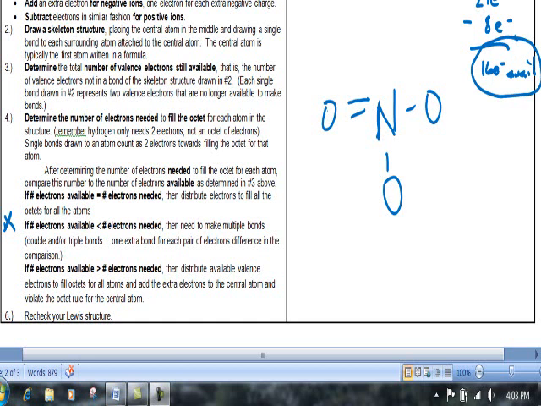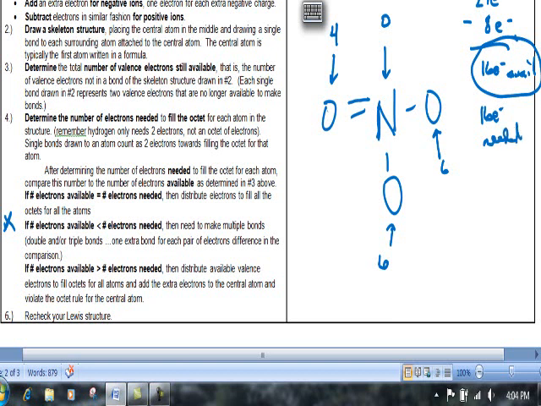We recalculate how many electrons are needed to complete the octet for each atom. Our oxygen on the end here, because it has 2 bonds on it now, only needs 4 more electrons to fill its octet. The nitrogen needs 0 electrons because each bond counts as 2. It has 4 bonds around it. This oxygen requires 6, and this oxygen needs 6 electrons to complete the octet. 6 plus 6 plus 4 gives us 16 electrons that are needed.